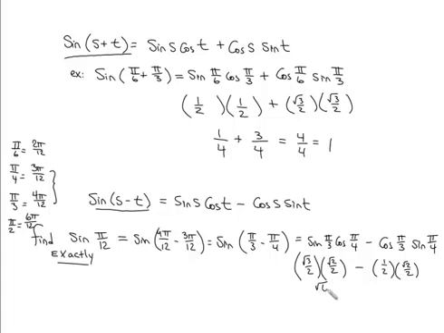This becomes rad 6 over 4 minus rad 2 over 4. And since they have a common denominator, we'll go ahead and put these together into rad 6 minus rad 2 divided by 4, and there's our answer.